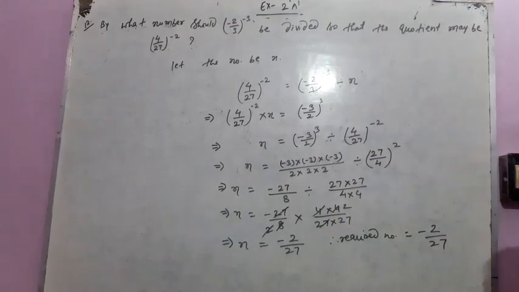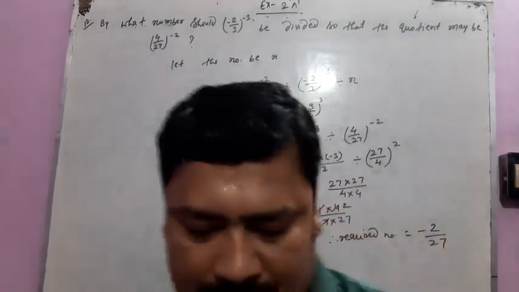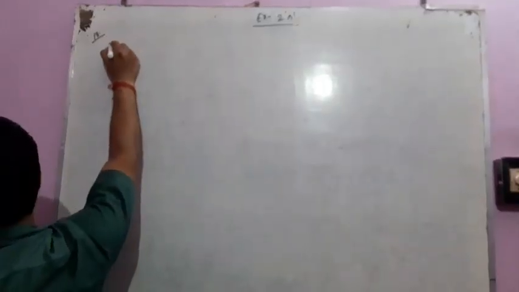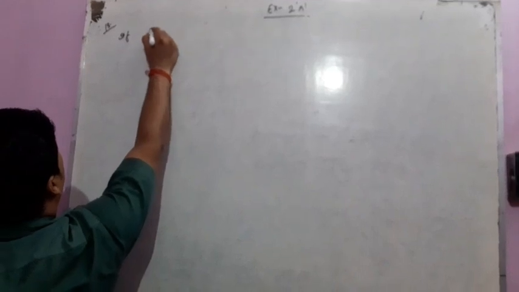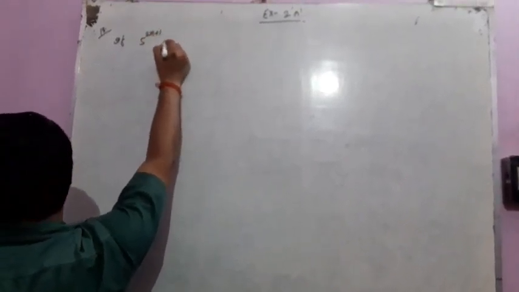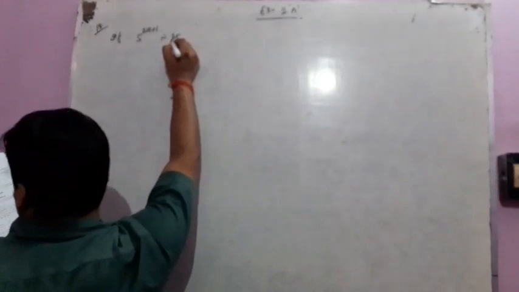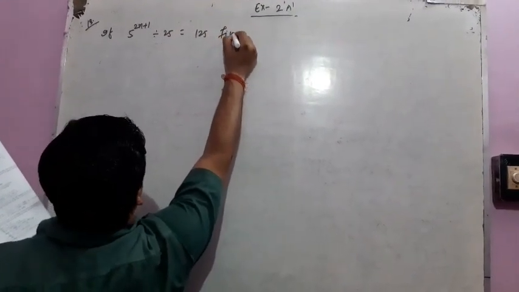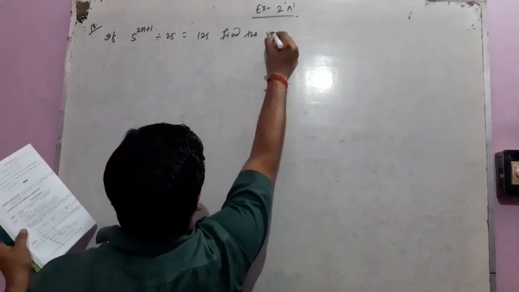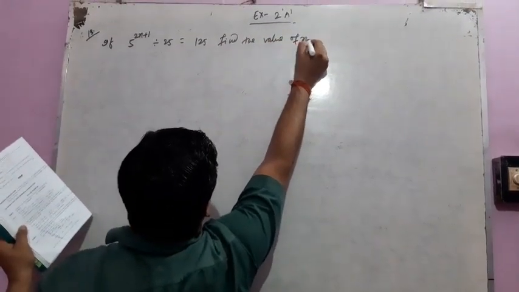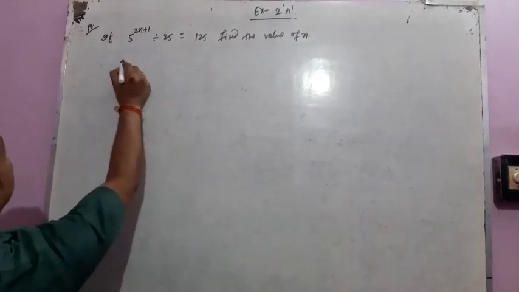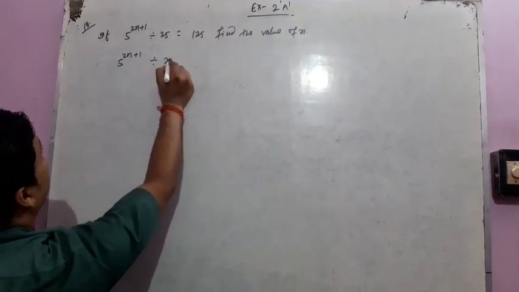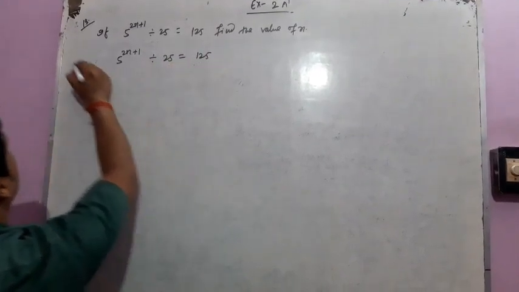Now we have to look at question number 13. In question number 13, if 5 to the power 2x plus 1 divided by 25 is equal to 125, find the value of x. Now 5 to the power 2x plus 1, divided by 25 is equal to 125. That is given in the question.